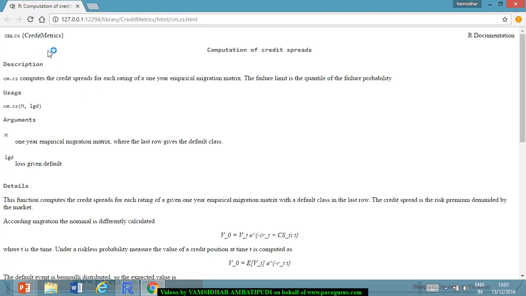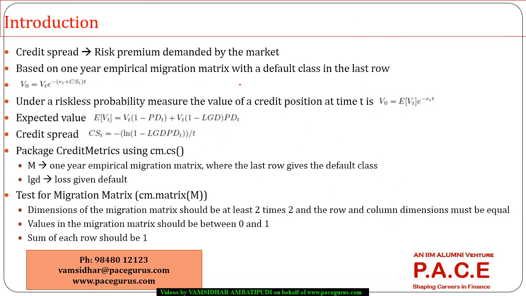So cm.cs is actually doing the computation of credit spread for us. It computes the credit spread for each rating of an empirical migration matrix. We have already got the migration matrix, but first of all, we did not check whether it's a migration matrix or not. So let me come back to this. For testing the migration matrix, we have something called cm.matrix. Let me use that function first.